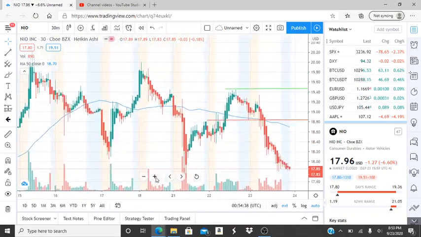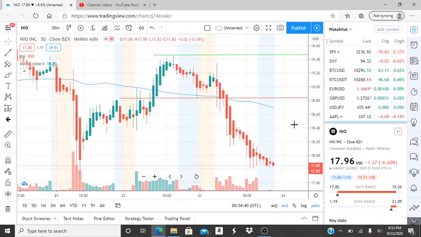I'm going to zoom in here so we can see what's going on right now. Obviously, the 50-day moving average is above the closing price. This closed out at 17.85, and the 50-day moving average is 18.70. Super important number. The 50-day moving average lets us know who's in control.